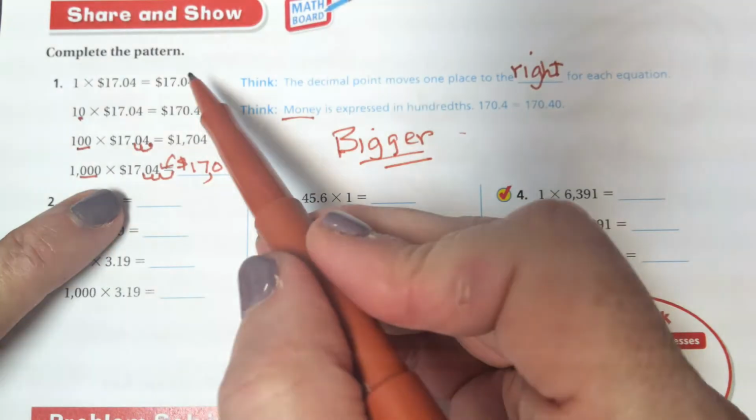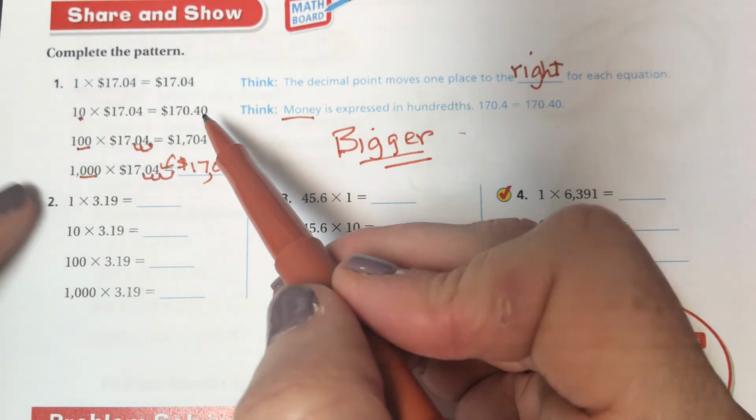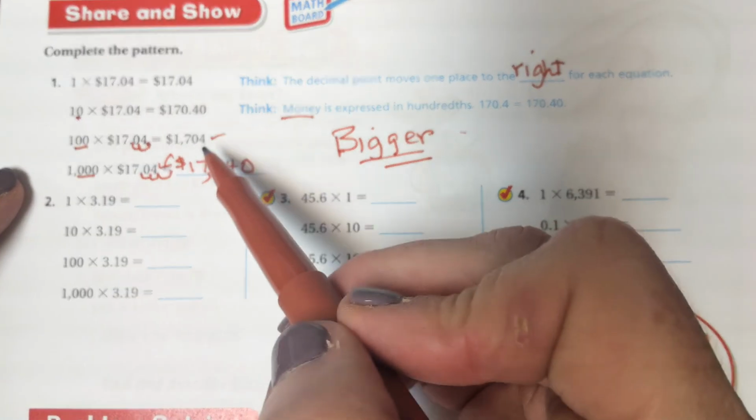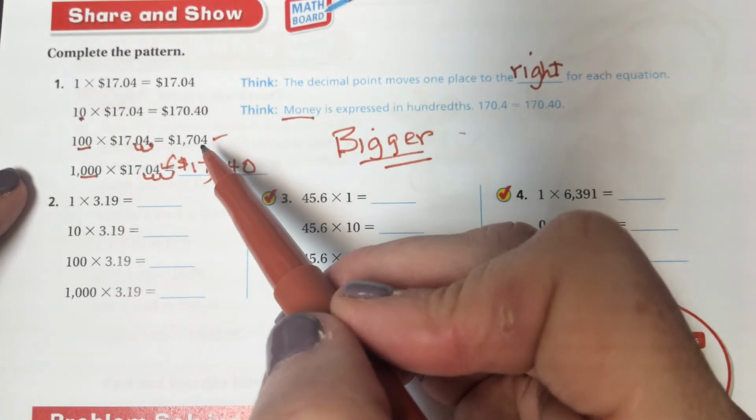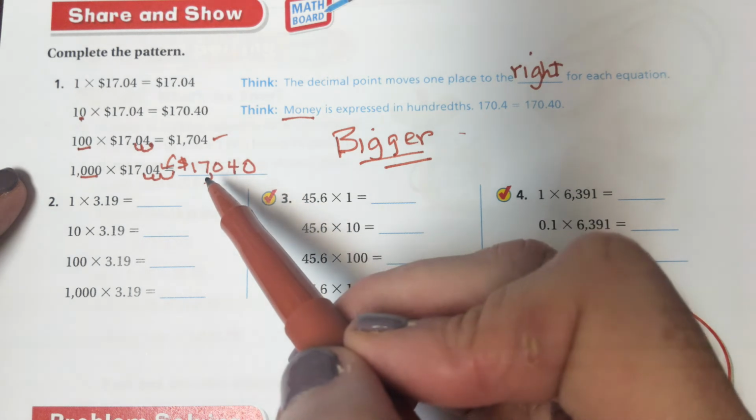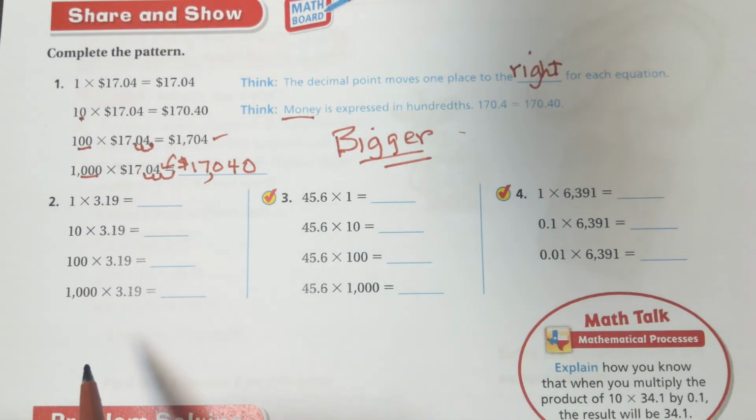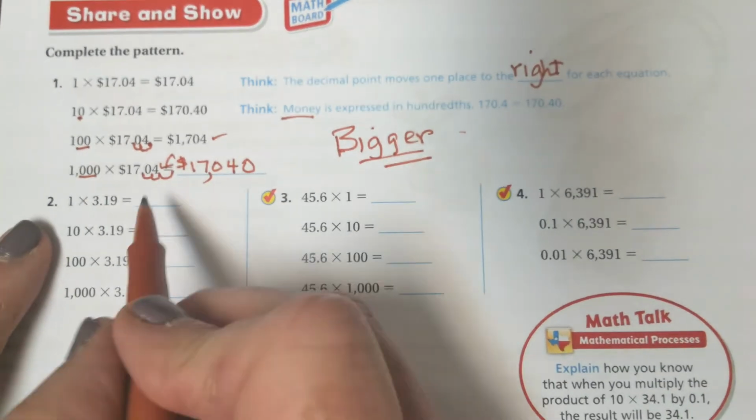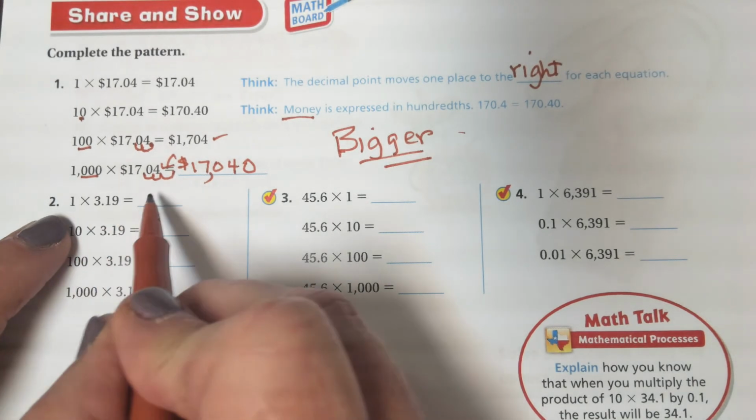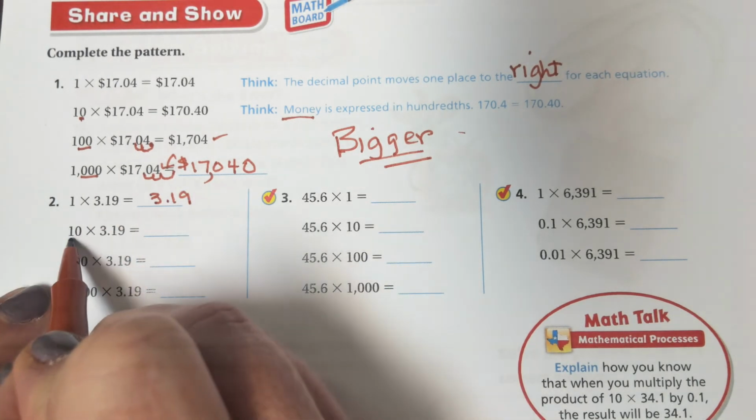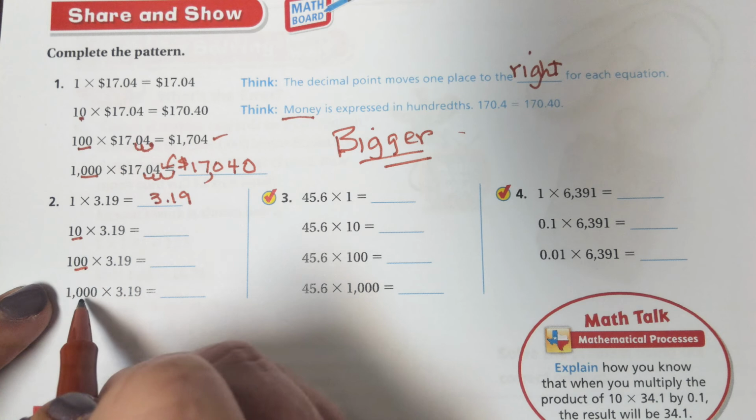Okay, so notice we went from $170.40 to $1,704 to $17,040. Okay, let's do number 2. This one we actually did in our notes, but we're going to go ahead and review it. Anytime you multiply by 1, you get the same number. Now remember, we're multiplying by 10, 100, or 1,000.